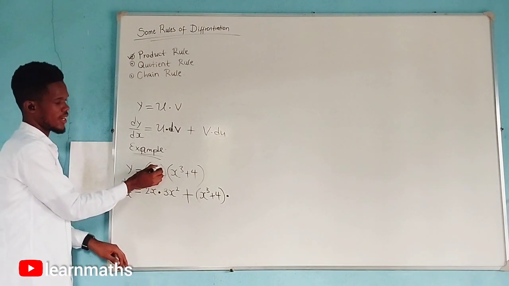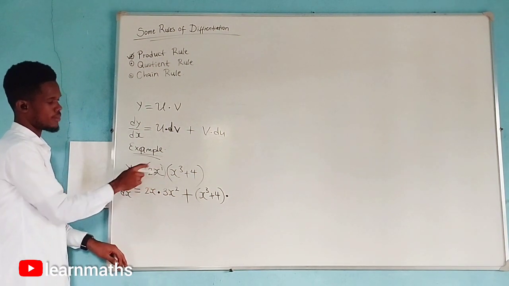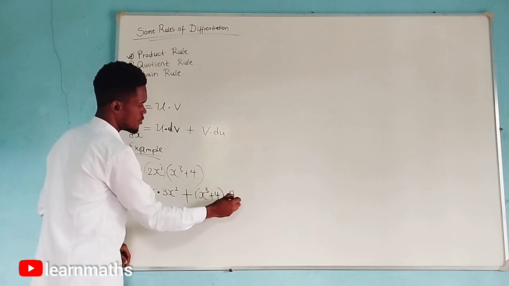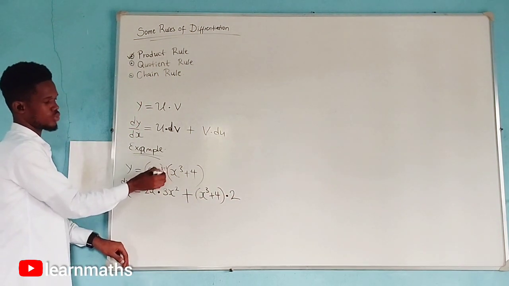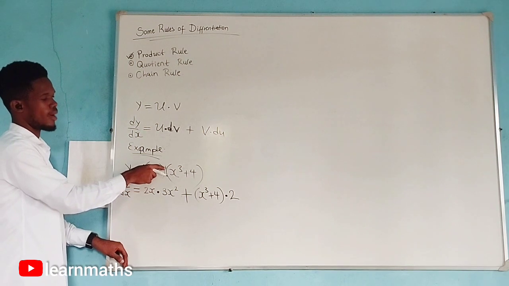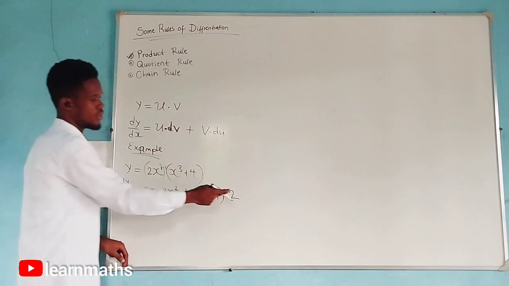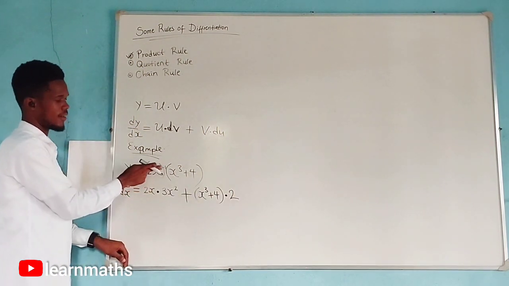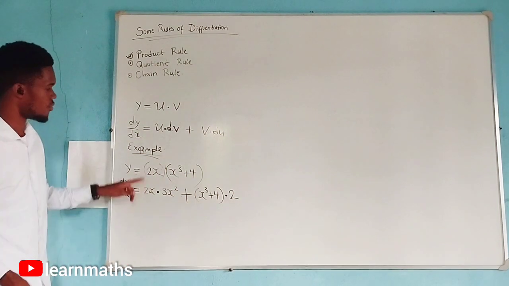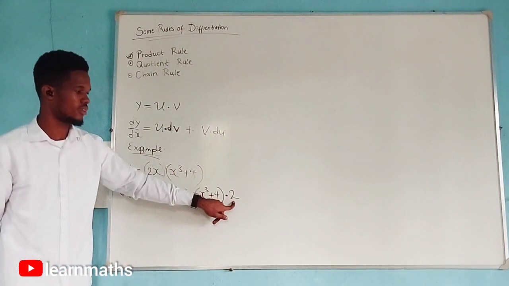What's the differential of u? You know the power of x now is 1, right? So 1 times 2 is going to be 2. Then 1 minus 1, the power of x, reduces by 1 and becomes 0. So there will be no x here, since the power of x is now 0. So the differential of u is just 2, right?